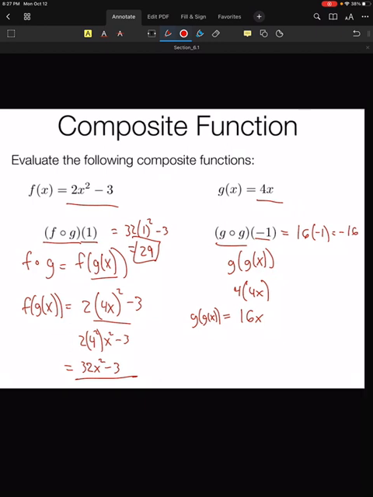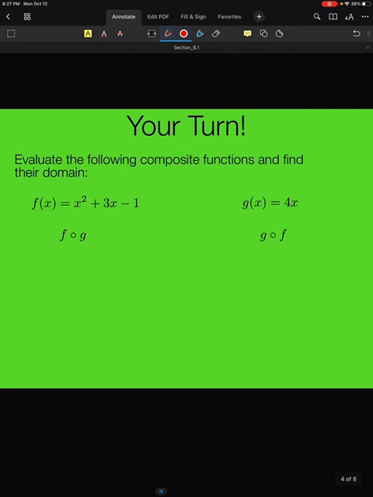Now let's give that a try. You have a function f that is x squared plus 3x minus 1, and g is 4x again. I want you to find f of g and g of f. You don't have to evaluate them at a number, just find the composite functions.